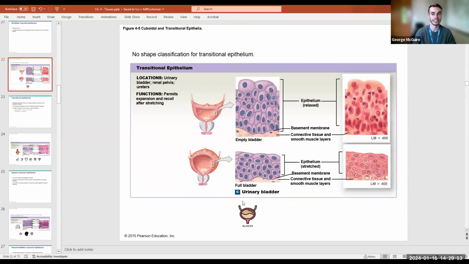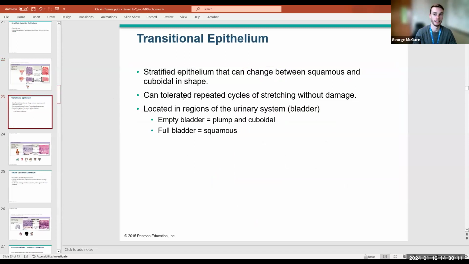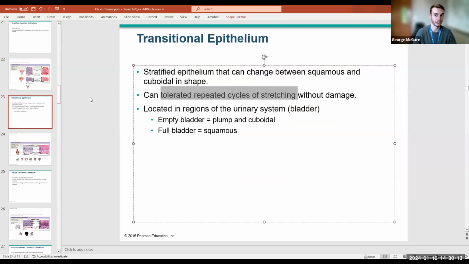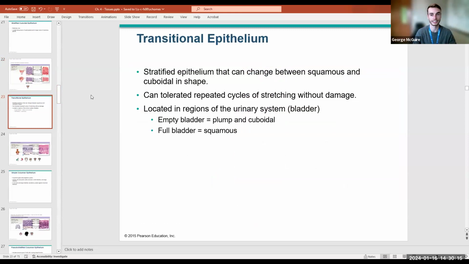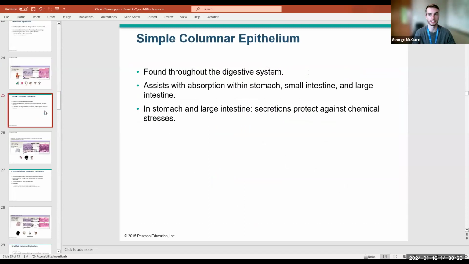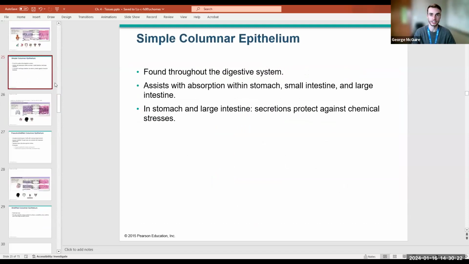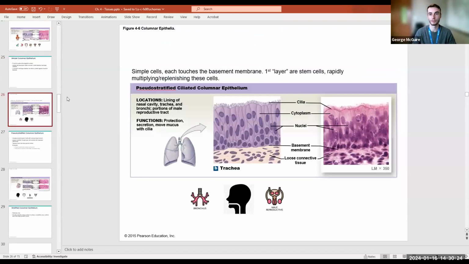And so these are found in the urinary system. So in our bladder and the ducts and tubes of our urinary system, you could find this transitional epithelium, this unique type here. Again, it almost looks like stratified cuboidal, but they do change shape depending on how full that space is. And they can tolerate those repeated cycles of stretching and then returning, contracting back to where they were, which the other epithelium cannot.